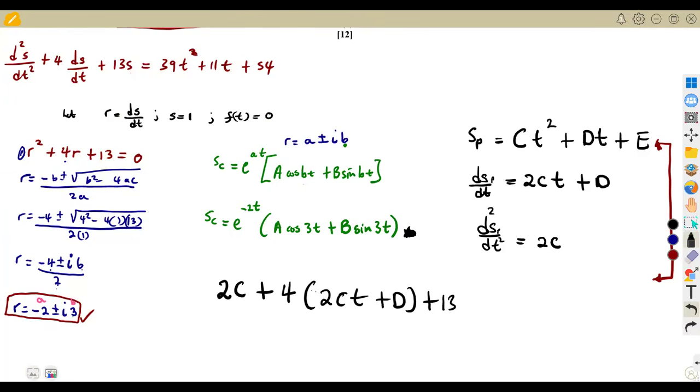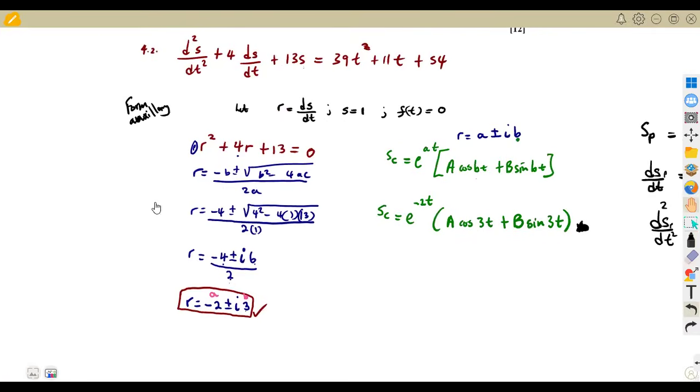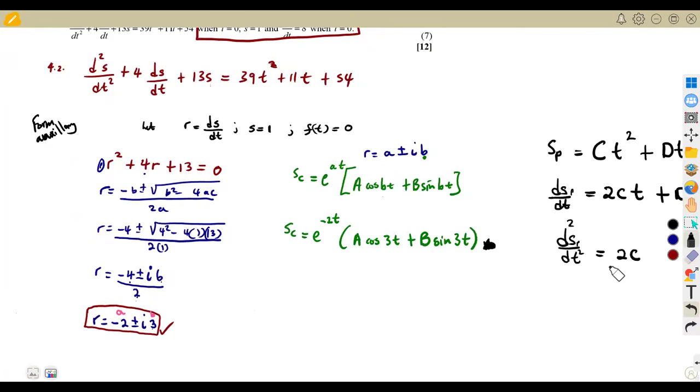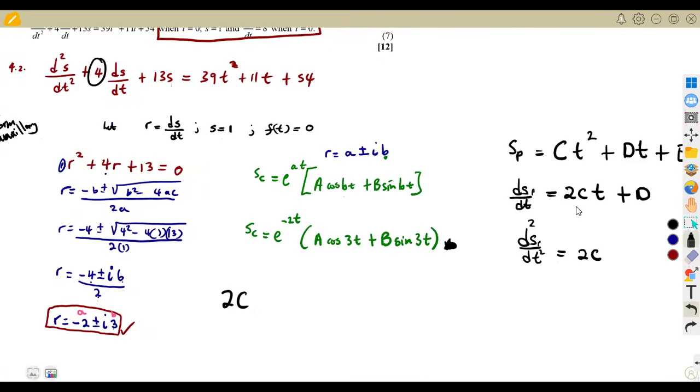Guys, let me just expand once. It's going to take us a lot of time; we've got a lot of things to do, okay? So let me substitute straightforward. The second derivative, we said, is going to be 2c. This 4 multiplies your ds dt here, so this 4 multiplies everything here. Let's multiply 4 times 2, which is going to be 8, so that is 8ct. All right, 4 times d, so it's going to be 4d.